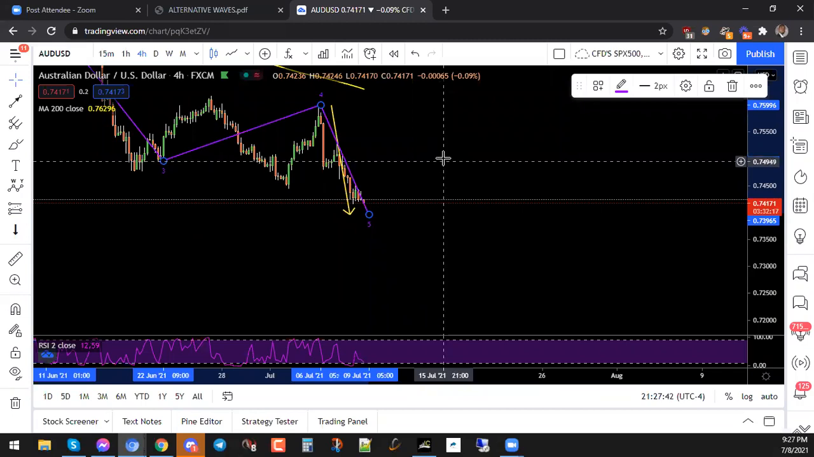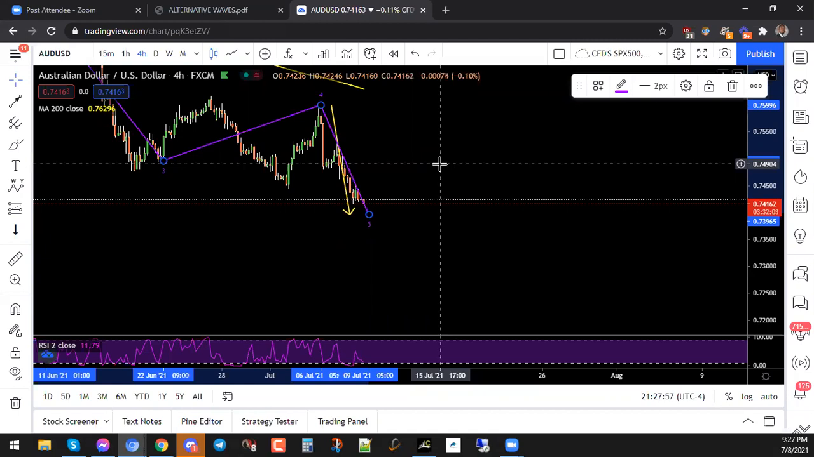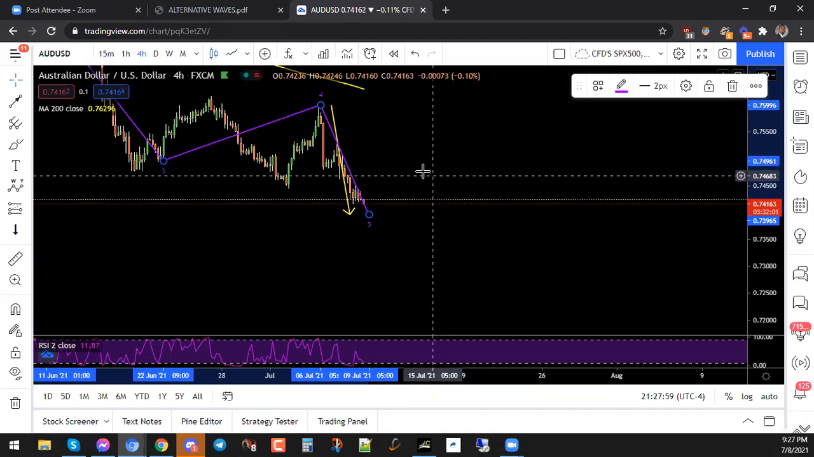It just either gives you an X and goes down, or it gives you a corrective formation and goes down. Okay, that is because it's extending. So whenever it's extending, you need to trade accordingly. All right, you need to be very careful.